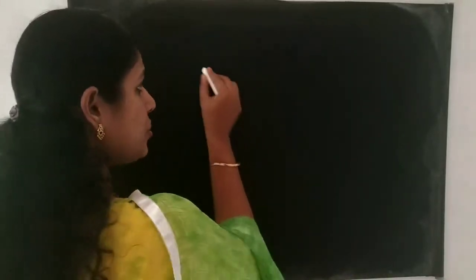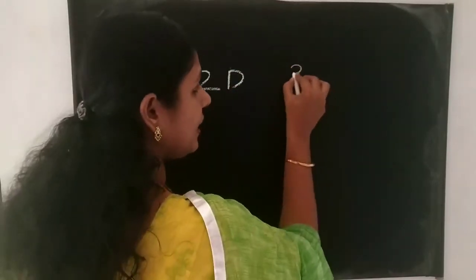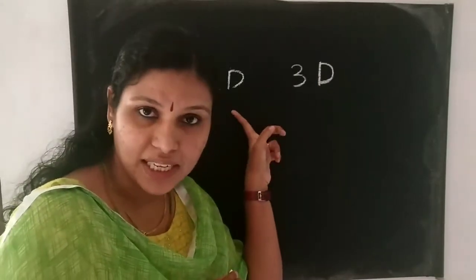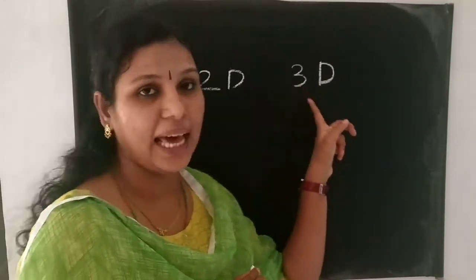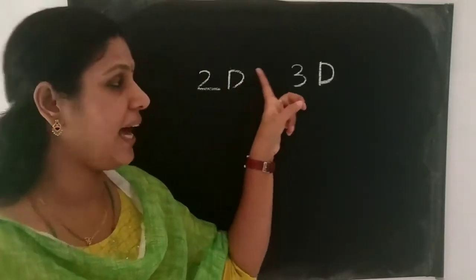Shapes are classified into two types, 2-dimensional shapes and 3-dimensional shapes. Simply we can say 2D shapes and 3D shapes. 2-dimensional shapes and 3-dimensional shapes. You can read this, 2D shapes and 3D shapes.